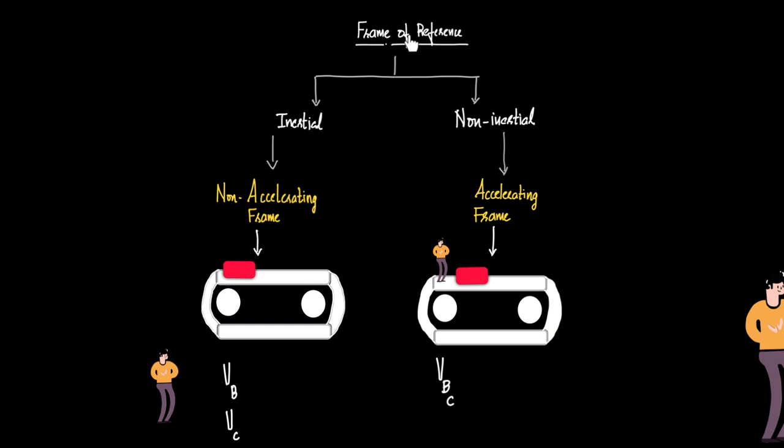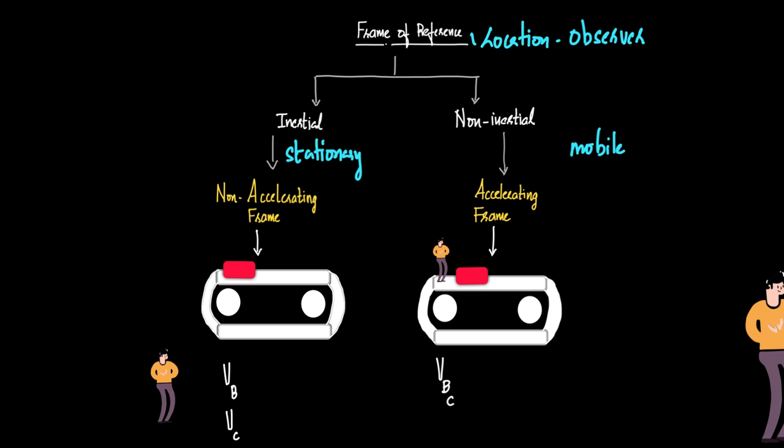So what is the frame of reference? Frame of reference, in very simple terms, is the location where the observer is present, or in other words, the location of the observer. Now the location of this observer could be two things. It can be a stationary location, or it can be a mobile location.